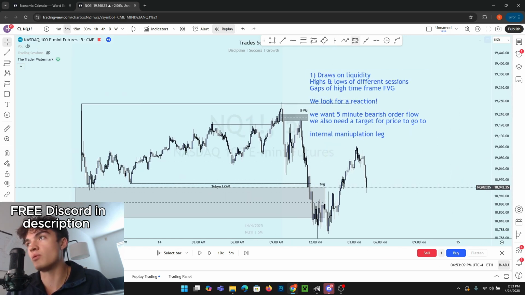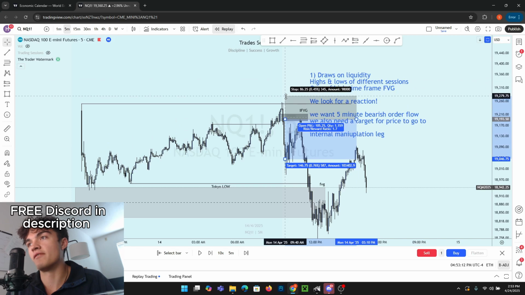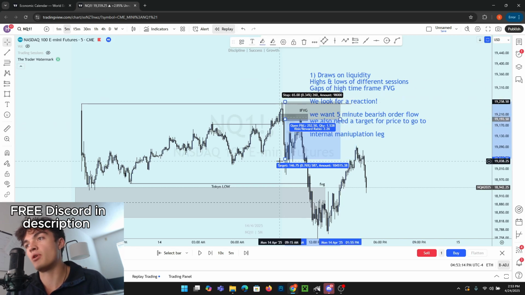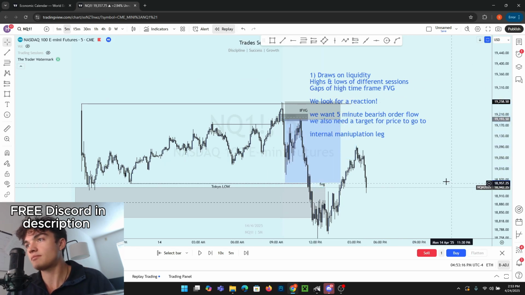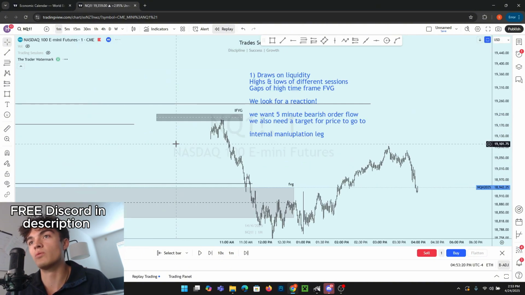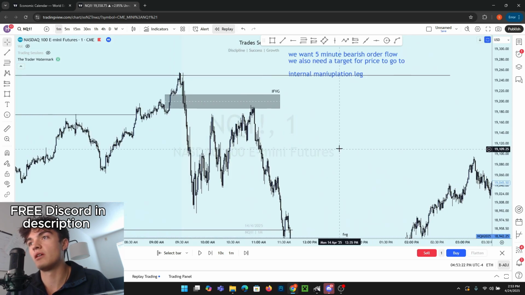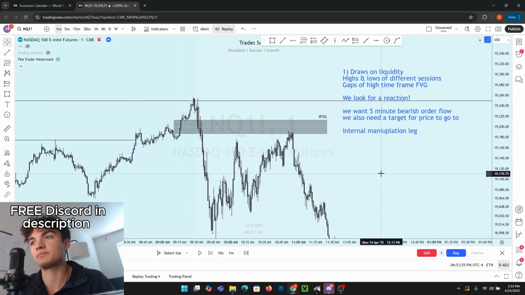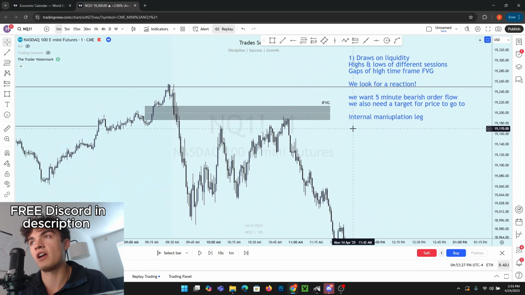But to get the best risk to reward, we zoom down to the lower time frames. Sure, we could have entered a trade like this, but we don't have as much confirmation. We also get a worse risk to reward. So instead, what we do, we'll scroll down to the 1 minute, right? We see price here.